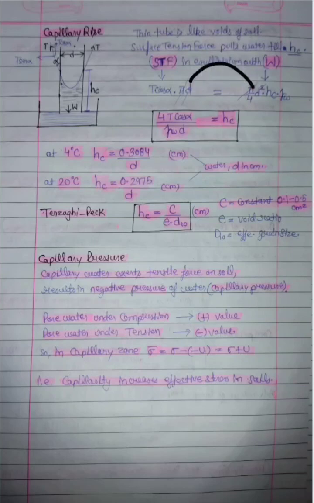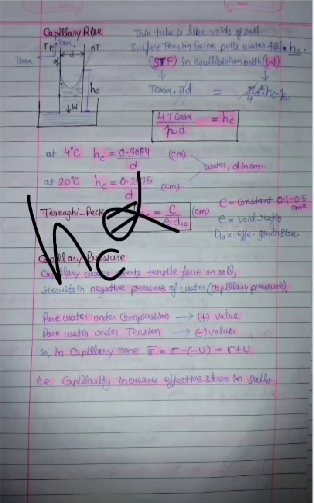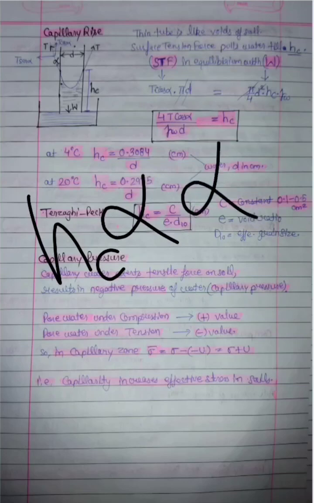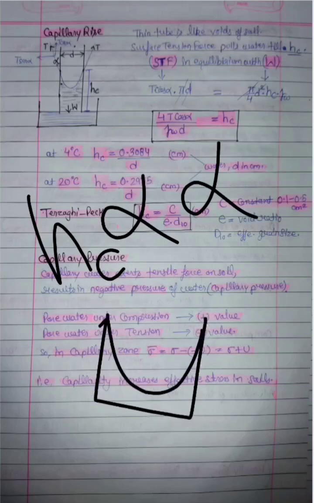Now these two quantities will be equal, so we will get hc equal to 4 T cos alpha upon gamma w into d. So we can see that capillary rise, the height up to which water will rise, has an inverse relation with the diameter of the tube. So if the diameter of the tube decreases, the height up to which liquid rises will increase. Also we can see from this relation that the capillary rise is directly proportional to cos alpha, the angle made by the meniscus with the tube. This angle is called alpha.